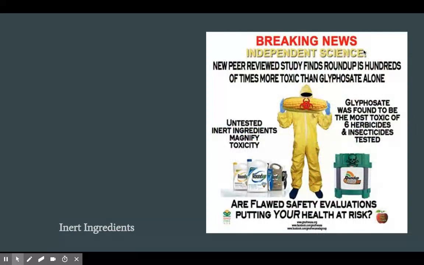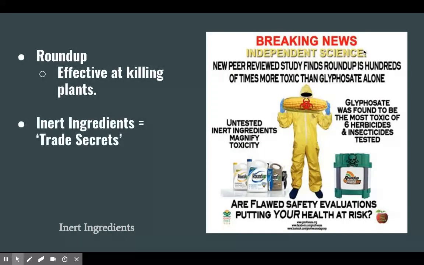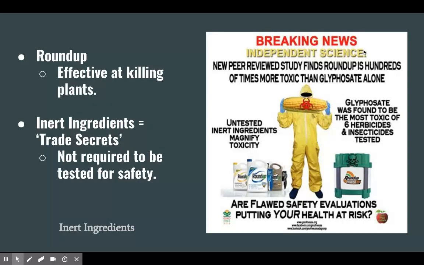A problem, though, is inert ingredients are legally classified as trade secrets. So, for example, companies can patent their inert ingredients, which means they can't tell you exactly what it is because, again, it's a trade secret. But that opens it up. It's not required to be tested for safety. So there are certain things like Roundup that is very effective at killing plants, but very toxic to amphibians. And what we're starting to see is the Roundup that's not killing the plants is ending up in our waterways. And we're seeing this domino effect, because of the plant killing chemical, but also because of the inert ingredients.